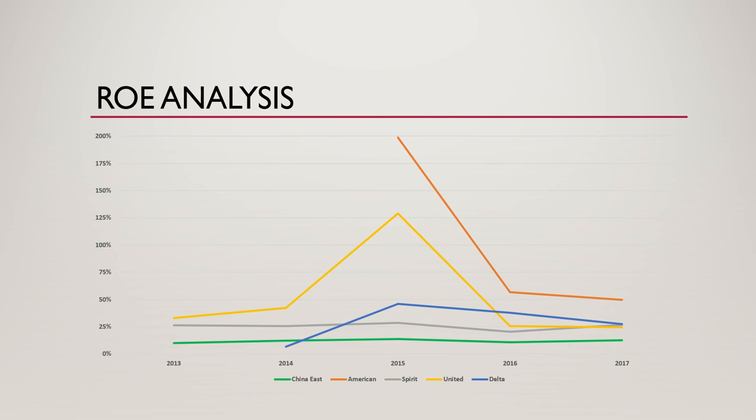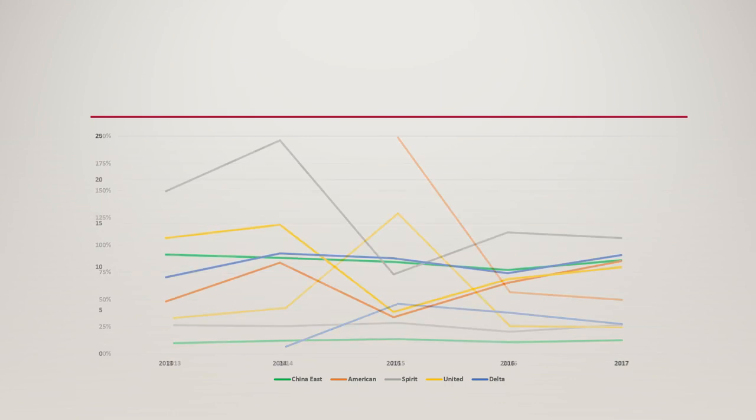And then our ROE, American coming down because they weren't profitable before. But currently, they have the highest ROE in 2017. And then, in this case, Spirit, United, and Delta are in the middle of the pack. China East is still bringing up the rear.